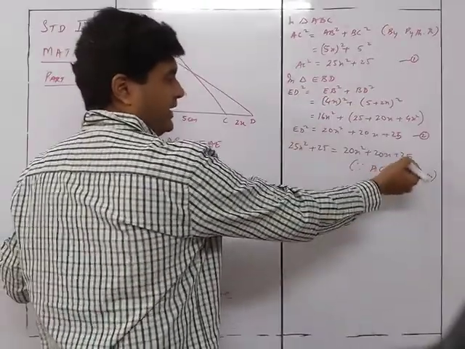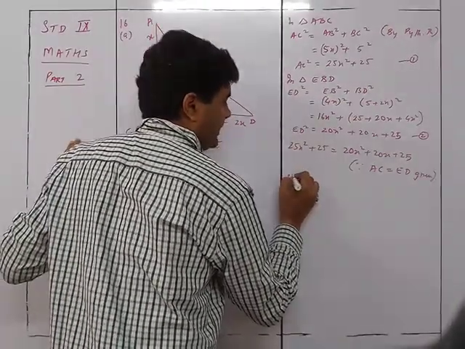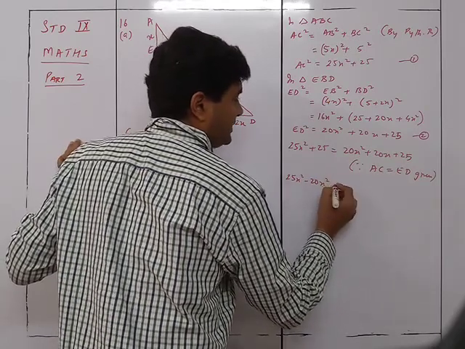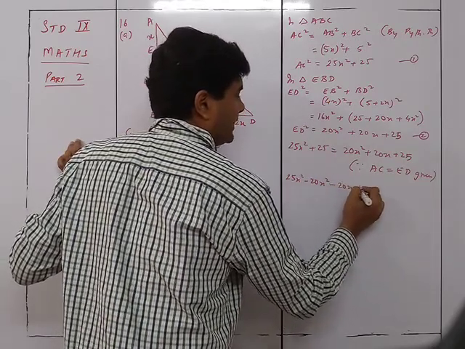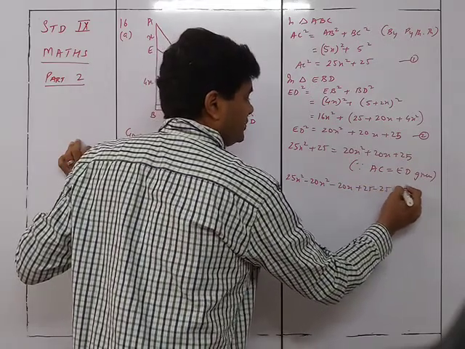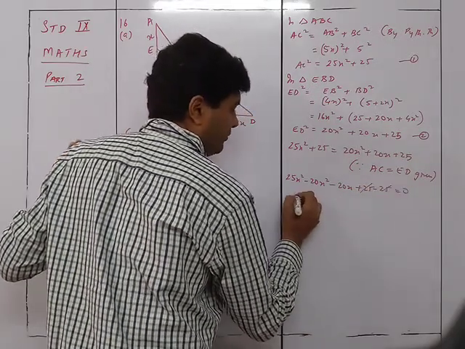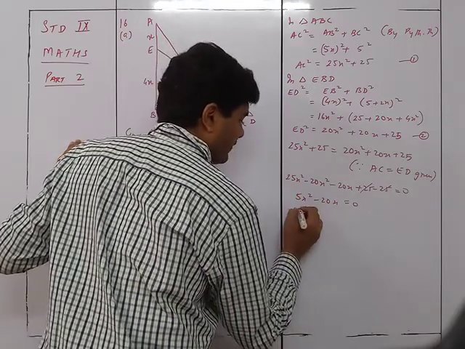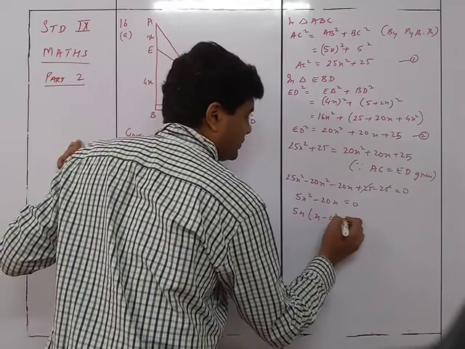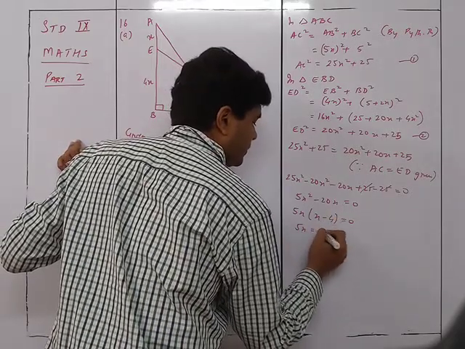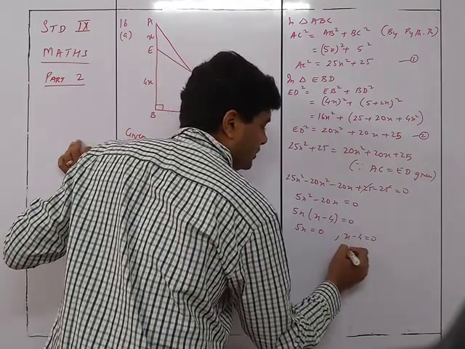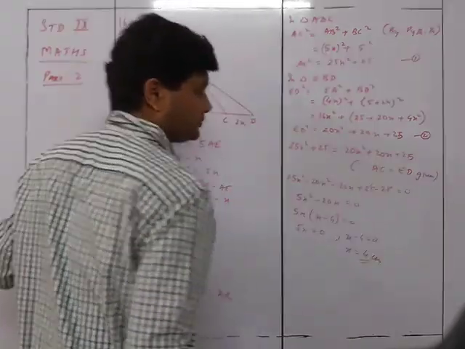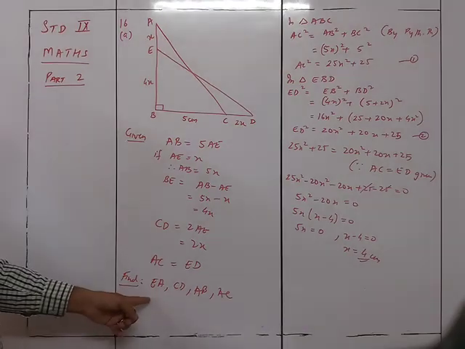So what happens? If you take everything on this side, we get 25x square minus 20x square, minus 20x, plus 25 minus 25, is equal to 0. That cancels, and we get 5x square minus 20x is equal to 0. So 5x common, x minus 4 is equal to 0. So 5x is equal to 0 or x minus 4 is equal to 0. So x is equal to 4 centimeters.